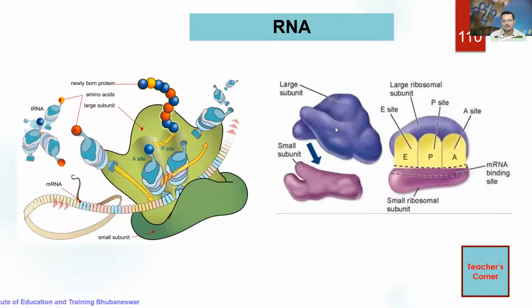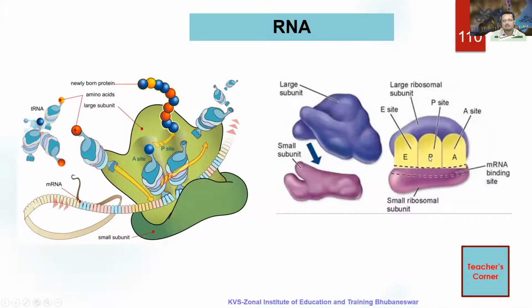You find that there are larger subunit and smaller subunit, right? There are three sites, E, P, A: effectively exit site, peptide site, and amino acid site. We'll talk about the roles of these sites.